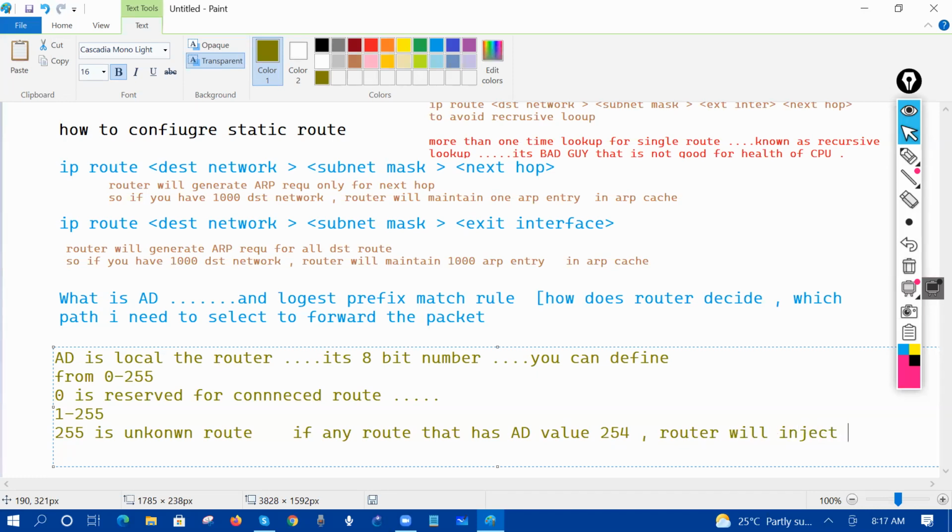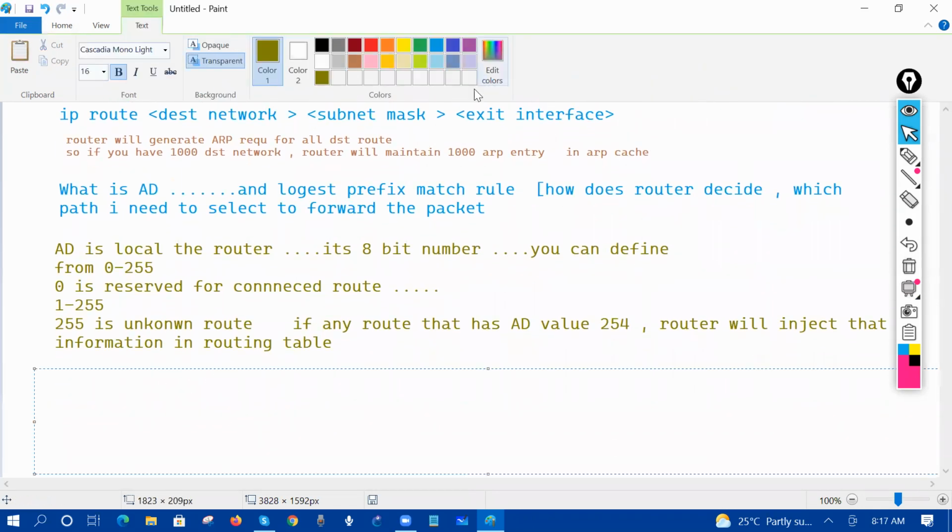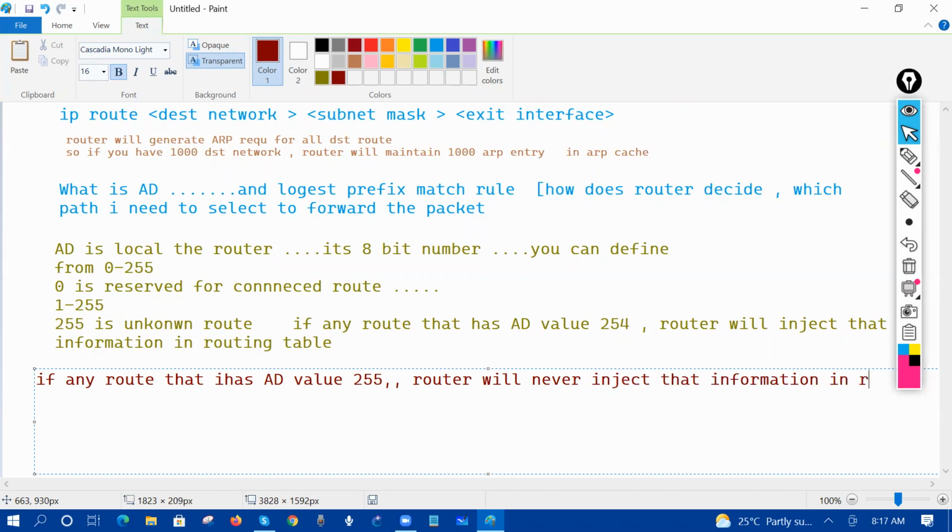inject that information in the routing table, right? If any route has an AD value of 255, the router will never inject that information in the routing table. Okay, but in the running config, that information will be there.